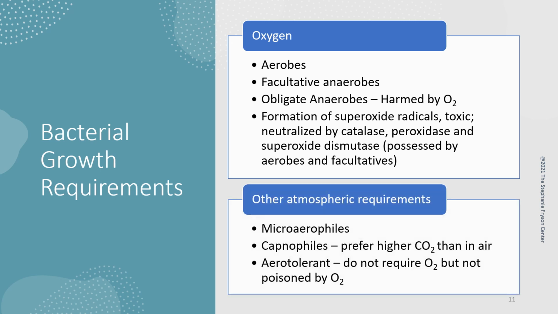Other atmospheric requirements: microaerophiles and capnophiles, which require higher levels of carbon dioxide. That's what the CO2 is there for. Aerotolerant organisms do not require oxygen, but they are not poisoned by oxygen. So that means if there's a little oxygen there, that organism may actually survive. There might not be as much of it growing on your plate as it would be in an anaerobic state, but you might still find that organism.